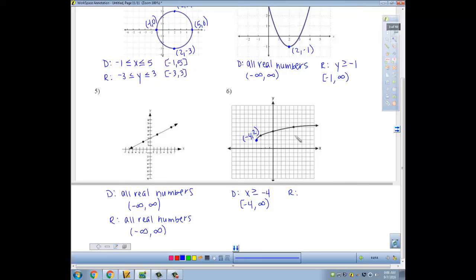And then your range, the lowest point was 2, and it's going to keep going up and up because of that arrow. It's going to go up slightly, but it's still going to go up. So your range is anything bigger than 2, so y is greater than or equal to 2. As a coordinate, that would be 2, infinity.